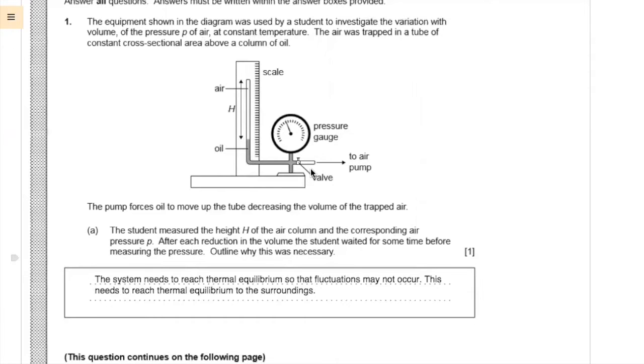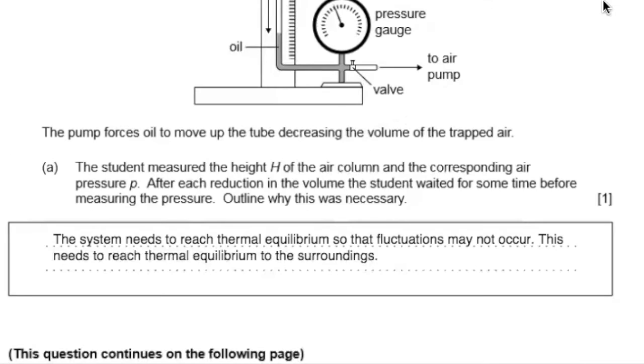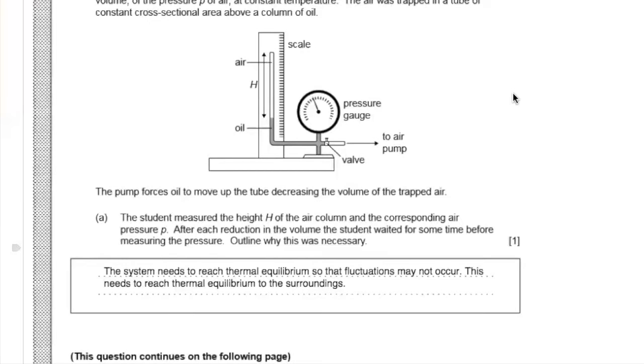Well, of course, this is necessary because you need to wait in order for this system to reach thermal equilibrium with the surroundings. If you take the measurements right away, then the measurements you get may fluctuate. So this is not really good for your graph, and not really good for your data. So you just need to wait so that you can see that the temperature is really constant for that period of time.